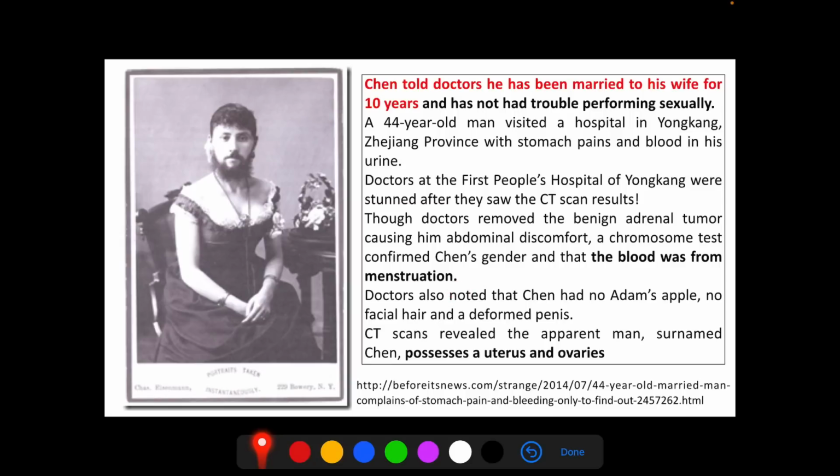That means this person, who has been married to his wife for 10 years, is a female person with adrenogenital syndrome. The doctors also noted that Chen had no Adam's apple, no facial hair, and had a deformed penis. The CT scan revealed that the apparent man, surnamed Chen, possesses a uterus and ovaries. That's one of the pictures of adrenogenital syndrome.